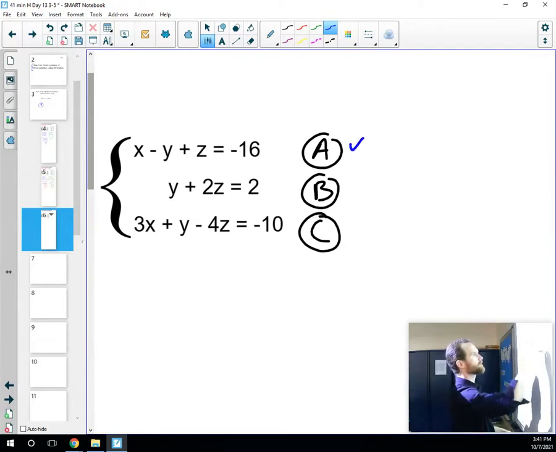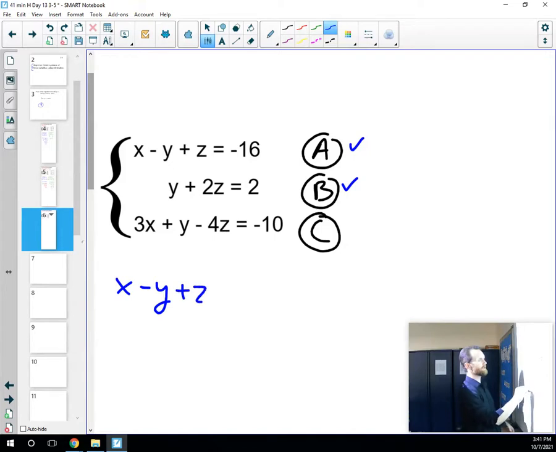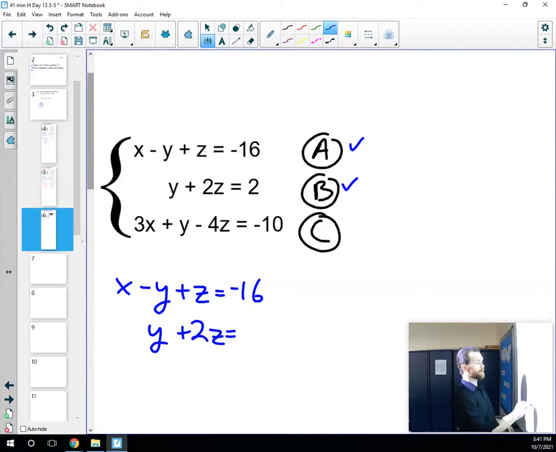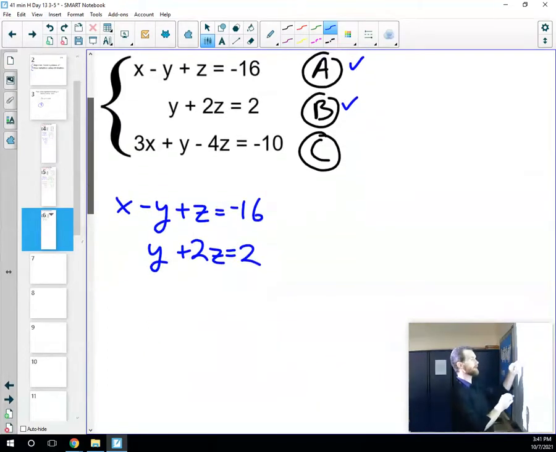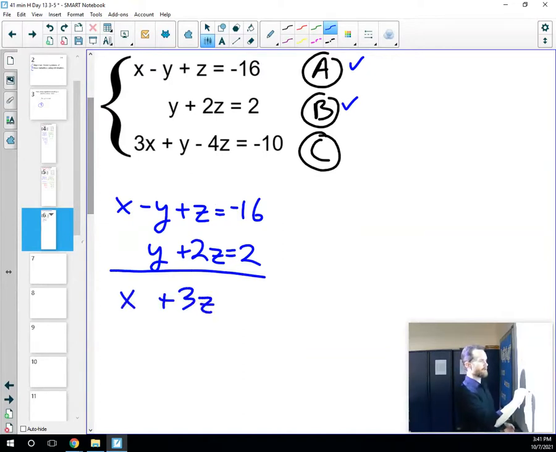To eliminate y, let's use A and B. So x minus y plus z equals negative 16. And B is y plus 2z equals 2. Scroll down and combine. We just end up with x, the y's cancel out, plus 3z equals negative 14.